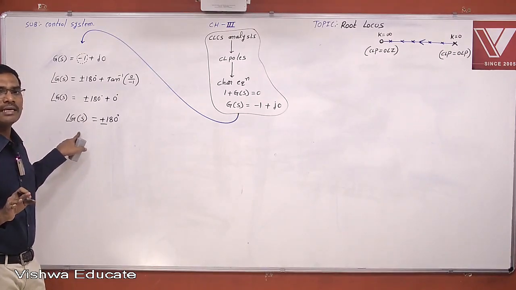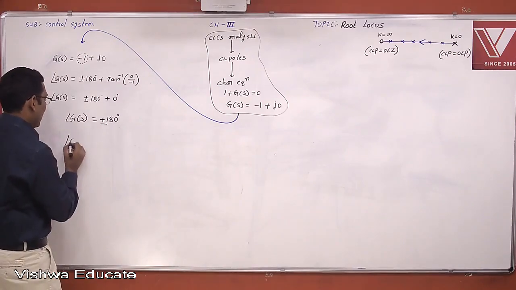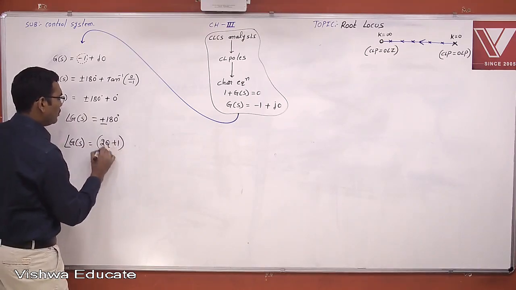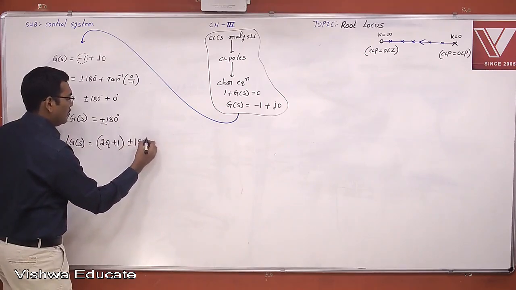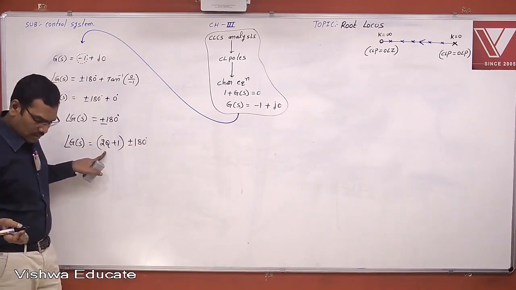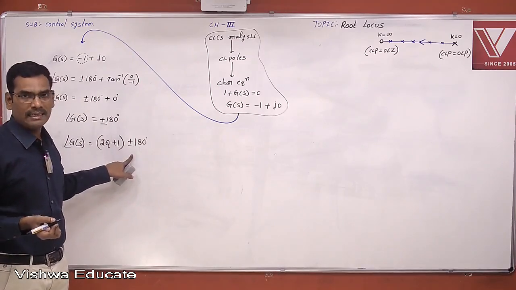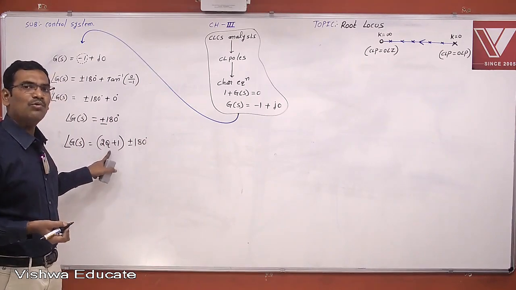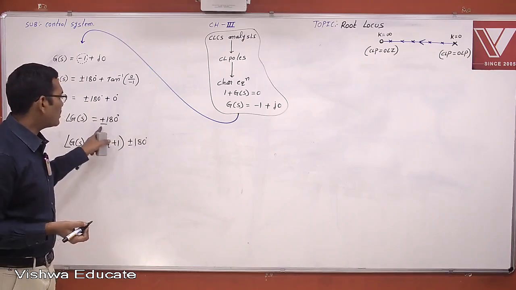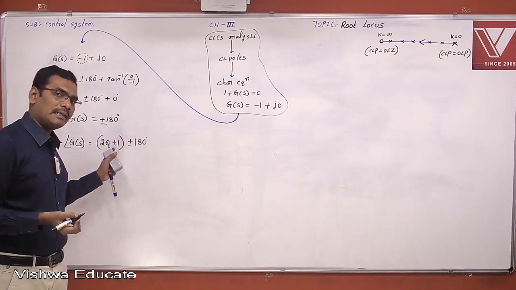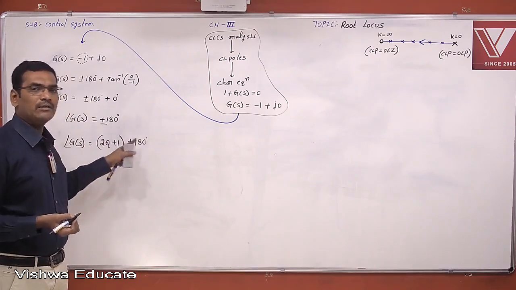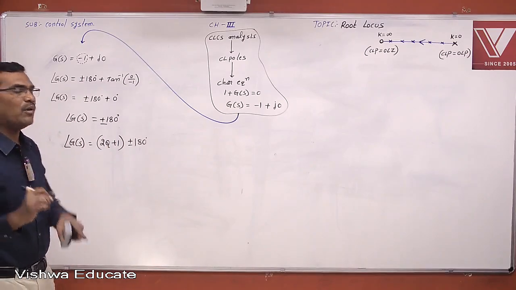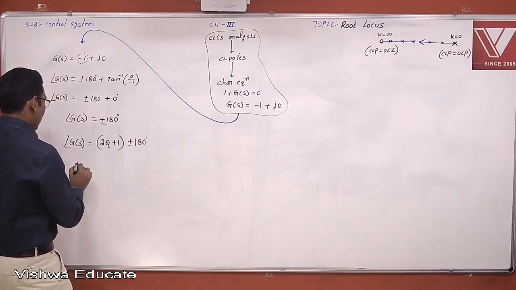Therefore, this condition is called the angle condition. A small change here: angle of G of s equals 2q plus 1 into plus or minus 180 degrees. Why? Because if q equals 0, this is 1 into plus or minus 180 degrees. If q equals 1, 3 into plus or minus 180 degrees. If q equals 2, 5 into plus or minus 180 degrees, all are the same. All odd multiples of plus or minus 180 degrees will be at the same location. Therefore, this is nothing but the angle condition.